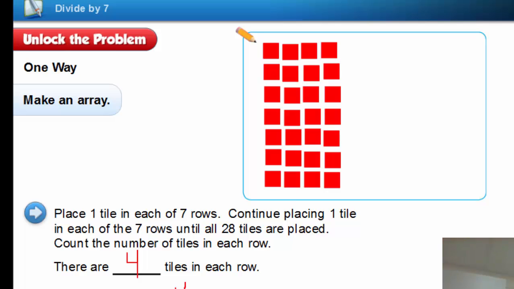We can write 28 divided by 7 equals 4, or we can put the 28, the dividend, in the den, with the 7 on the outside and the quotient, or the 4, on top. Good job, guys.